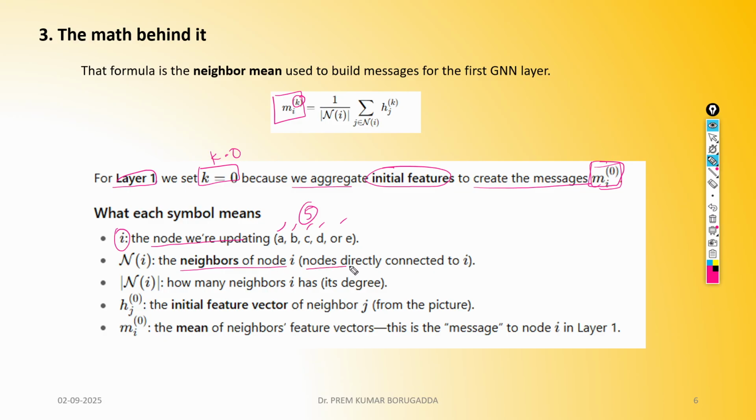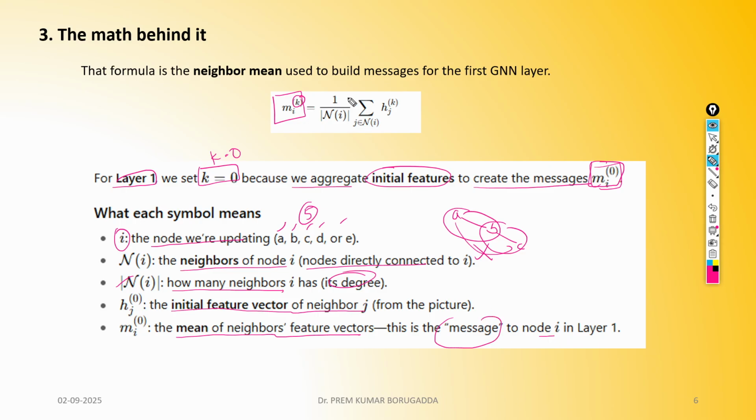That means the nodes directly connected to A. For example, A is connected to B, so A and B are neighbors. And B is connected to C, so B and C are neighbors. But A and C are not neighbors, because A and C have no connection. Then |N(i)|: how many neighbors i has, which means the degree. h_j^(0) means the initial feature vector of neighbor j. m_i^(0) means the mean of the neighbors' feature vectors, which means the message to node i in layer 1.